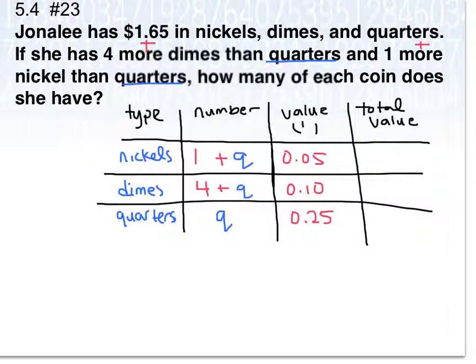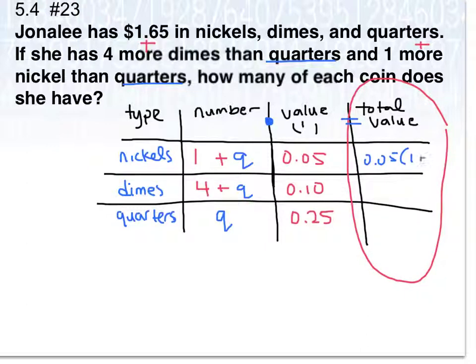It's now time to fill in the last column, and then we will be able to get our equation. So if you remember correctly, we always multiply the number of coins times the value of a single coin to give us the total value. So the cell should read 0.05 times 1 plus Q. It's going to tell us how much money we're having from the nickels. 0.10 times 4 plus Q. And 0.25 times Q.